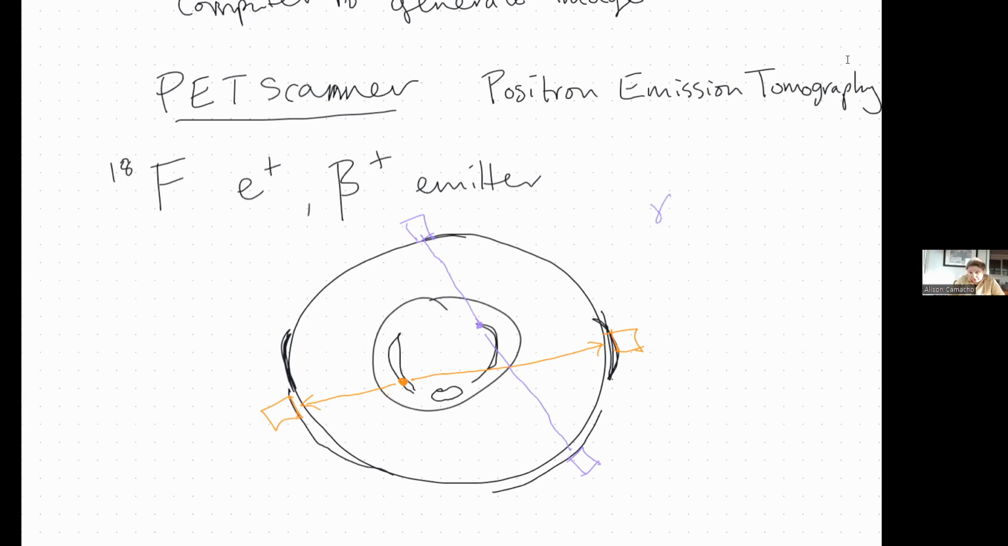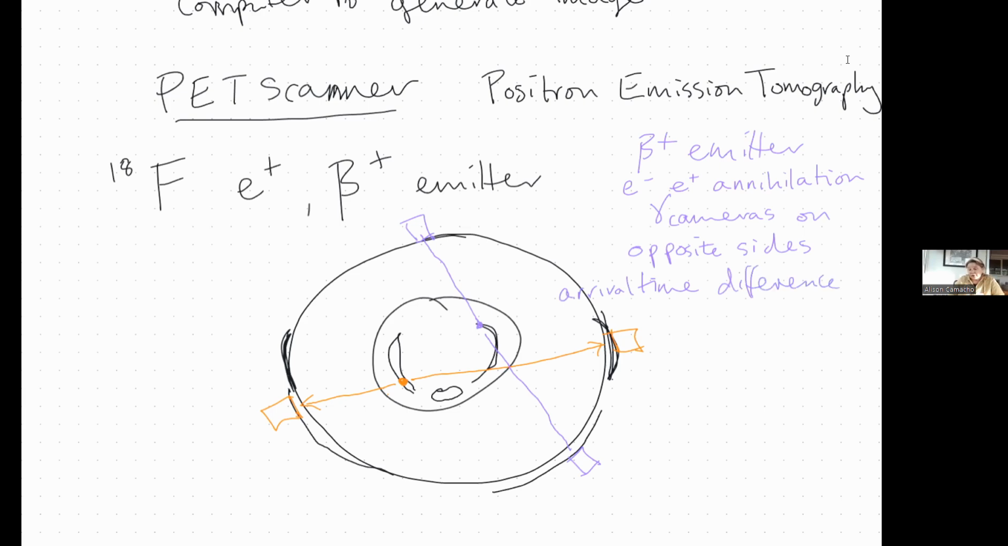and you can see that you're combining a beta plus emitter with electron positron annihilation, and basically gamma cameras on opposite sides, and you're using the time of flight, the time difference, the arrival time. I'm going to put arrival time difference to build up a picture, so a computer is used to generate an image. Okay, so that's a PET scan.